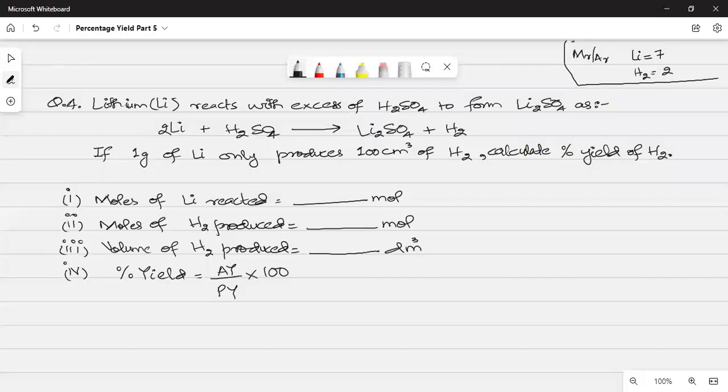I'm going to wait. You're saying the first answer is 0.142 because I hope you have done it in this way. Moles is equal to mass over molar mass, which you took as 1 over 7, and the answer came out to be 0.142 moles. Is that right? Yes, sir. Great. So moving on to part 2. Great, which means you did it correctly.